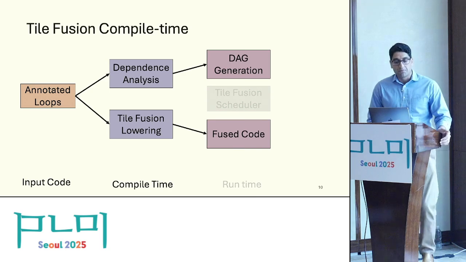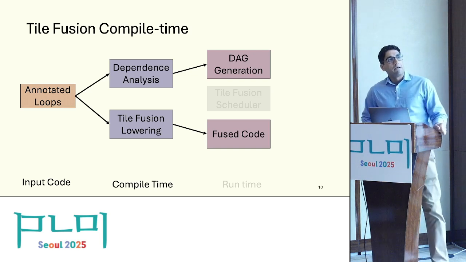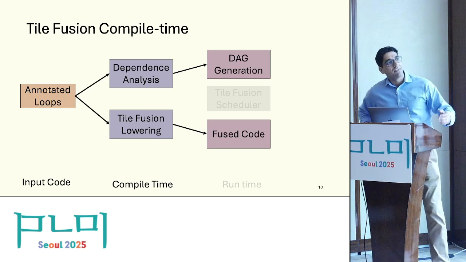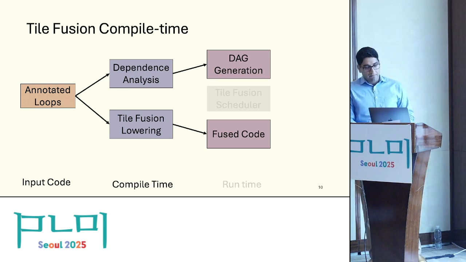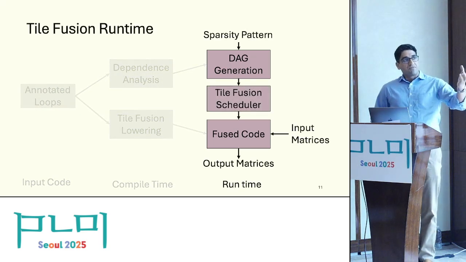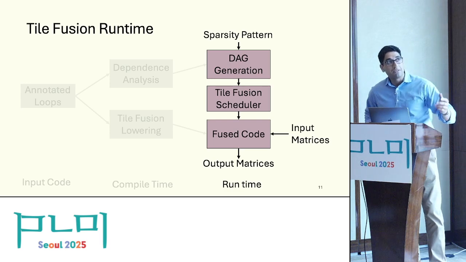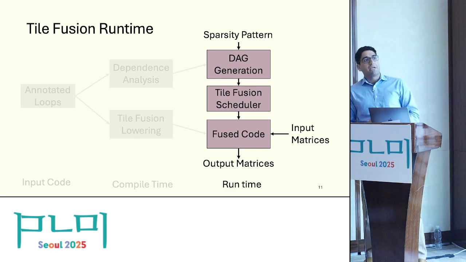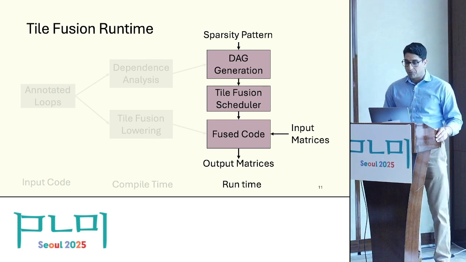At compile time, as you can see, it starts from annotated loops, which I will show you in a bit. We have dependence analysis that creates a DAG, then code generation, and then this tile fusion lowering, which actually combines the 2 loops. Then at runtime, once we have all this code generated, we take the sparsity pattern of matrix A in this case, create the sparse dependence that we are interested in, and then the scheduler that we created, and finally we run that schedule in the fused code, and we have the final results.